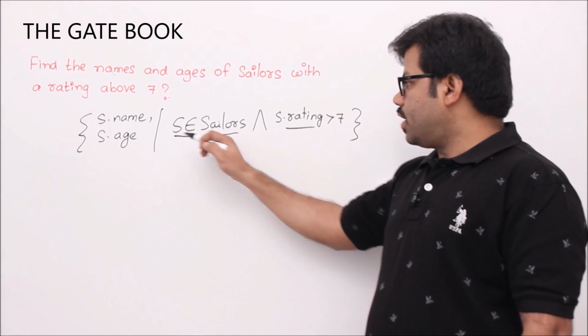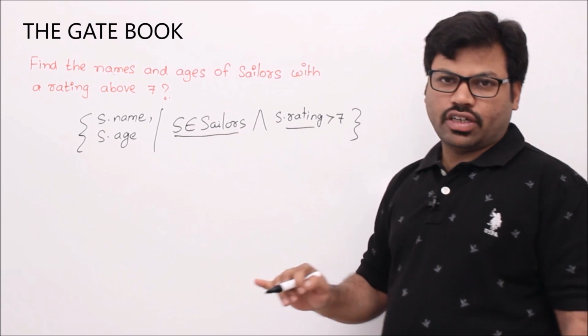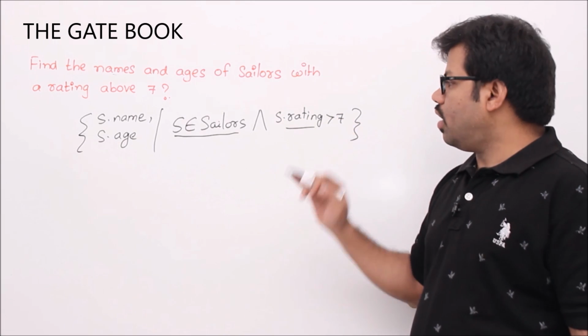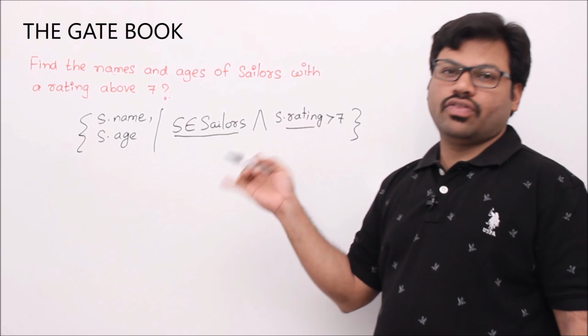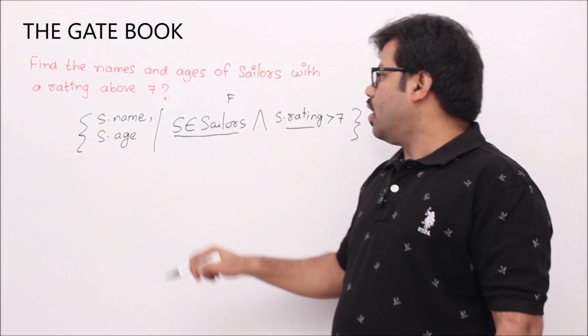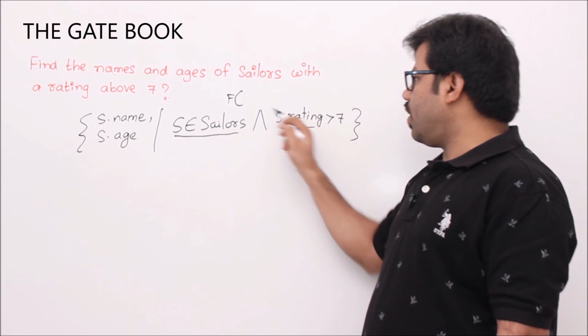S belongs to sailors is our kind of formula. It is an atomic formula. You check it out. Similarly, s dot rating greater than 7 is the third kind of atomic formula. So an atomic formula and an atomic formula is a formula, right? That's the definition of formula. Yes, it is a formula. Now we are writing a formula with only the free variable s. Here s is a free variable, correct?